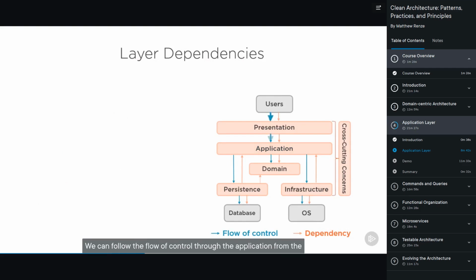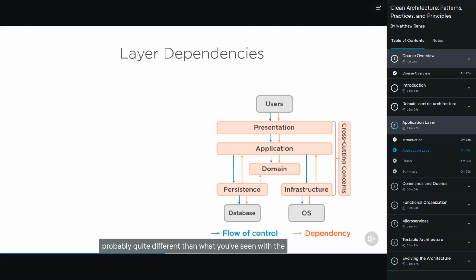We can follow the flow of control through the application from the users at the top of the diagram down to the database and operating system at the bottom of the diagram. In addition, we can follow the dependency arrows, which flow both upwards and downwards towards the domain. Now, some of you may be wondering if I've accidentally drawn two of these orange dependency arrows in this diagram upside down. Specifically, the arrow between the persistence project and the application project, and the arrow between the infrastructure project and the application project.